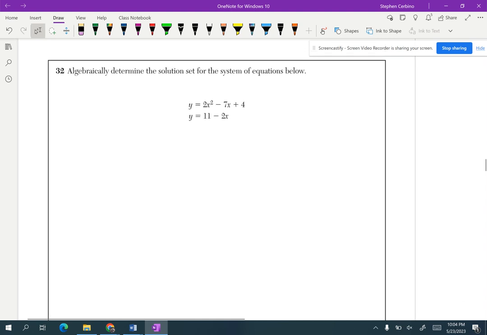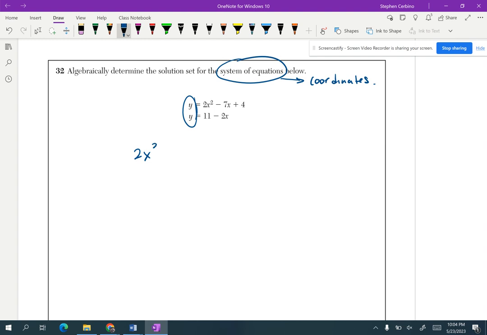Number 32 asks us to determine the solution set for the system of equations. If you're a good test taker, you see that and you instantly type your equations into Desmos to see where they intersect, right? Because what we're looking for when we're talking about a system of equations is coordinates. We're looking for intersections. Now, to do this, we would just set the equations equal to each other because they're both equal to y.